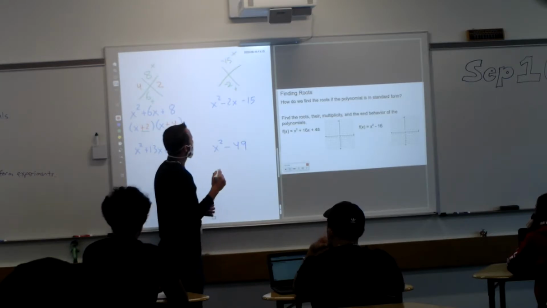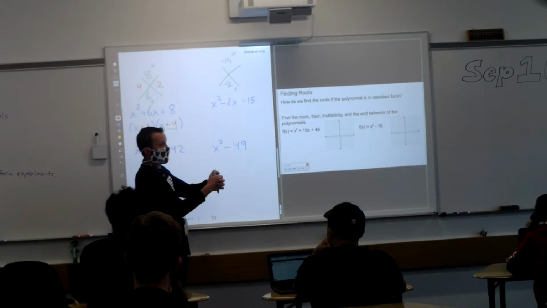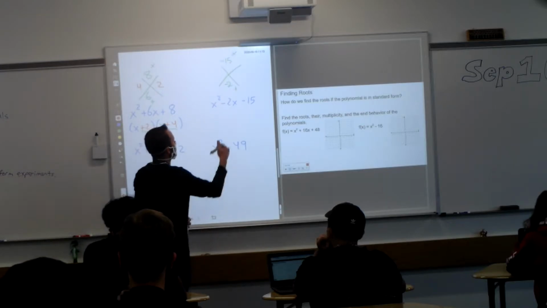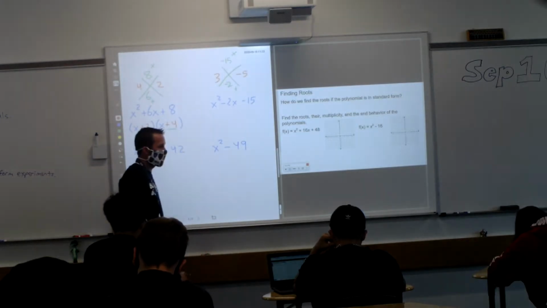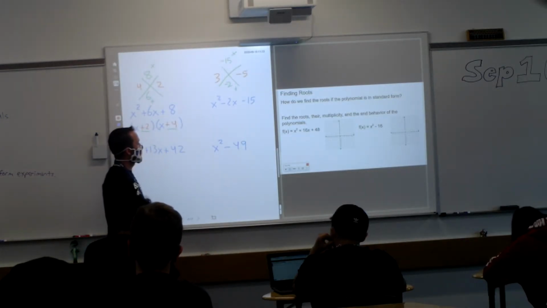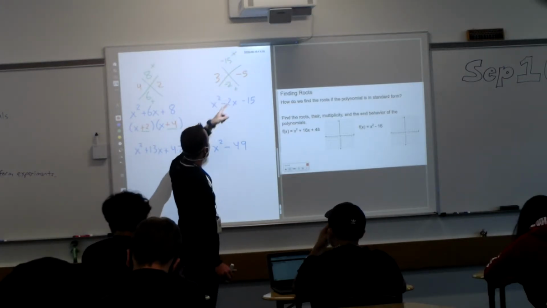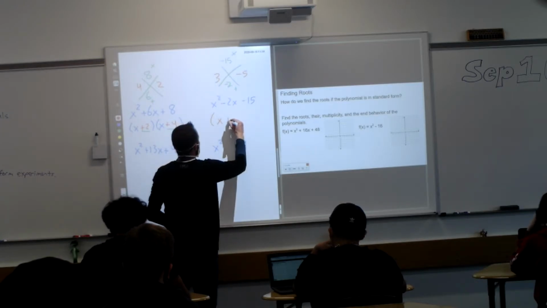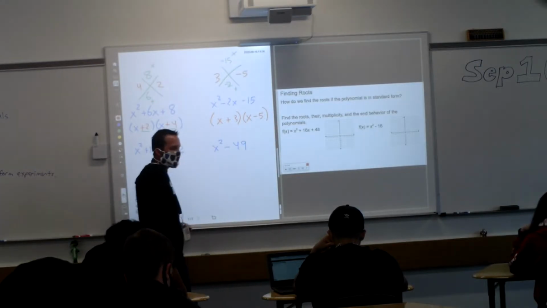Why is it negative 3? If I did negative 3 plus 5, what would that give me? That would be a positive 2. So if I wanted a negative 2, then let's reverse that. Let's do 3 and negative 5. Gotcha. No worries. 3 times negative 5 is negative 15, 3 minus 5 is negative 2. Those are the numbers, so we just do x plus 3 and x minus 5, and that's how you factor. Those negatives can be a little tricky.